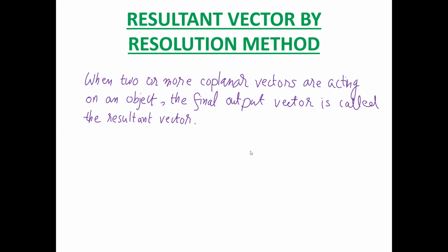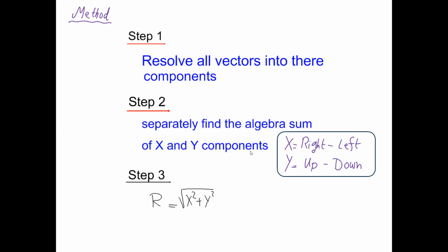We had already written this concept before, that when two or more vectors are acting on an object, the final output vector is called the resultant vector. We made some examples on that. Now we are putting the steps method.